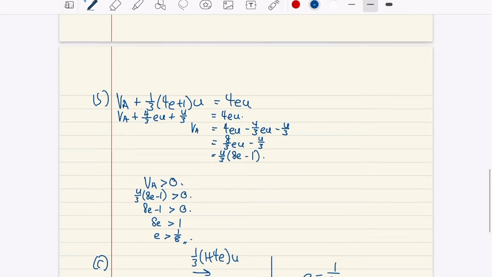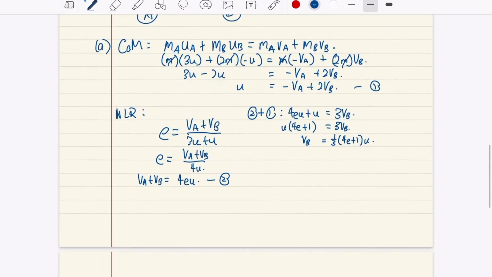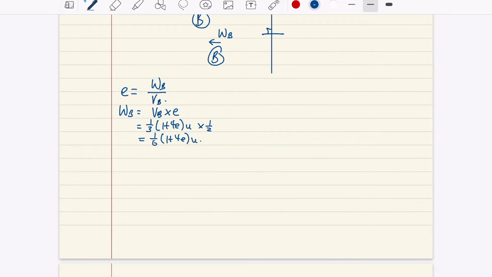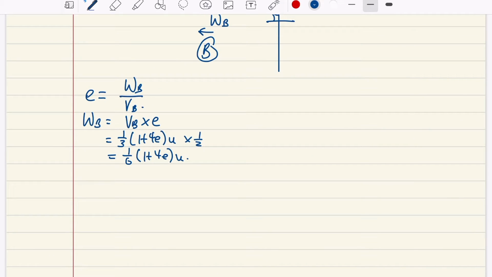Okay, and then it says after B rebounds from the wall, there is a further collision between A and B. So A and B will collide again.